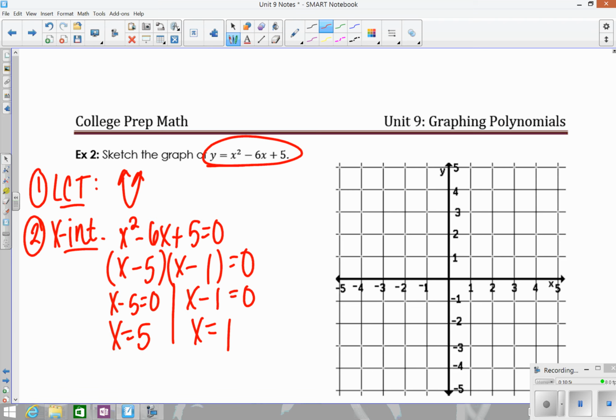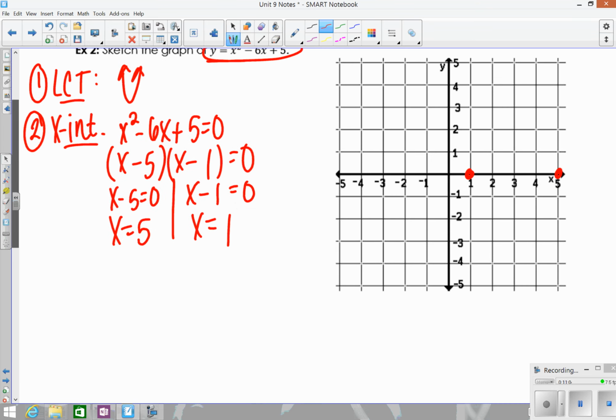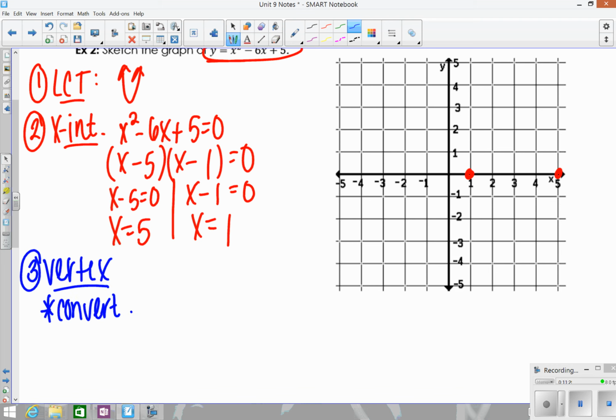So you can go ahead and plot those. And remember, I know my parabola is going to be looking like this, but I don't know that vertex. So for the vertex, you could do what we just did and say, okay, well, the distance between these is 1, 2, 3, 4. The vertex would have to be at x equals 3. And then plug in 3 to figure out the y value. So you can absolutely do what we just did. But I want to show you finding the vertex using vertex form. So we're going to go ahead and convert the equation to vertex form.